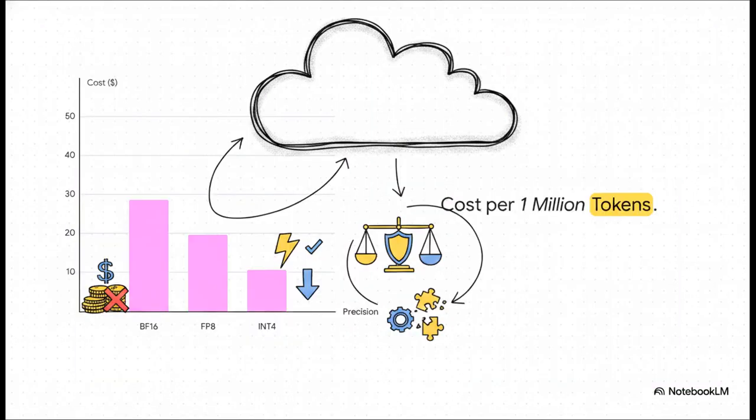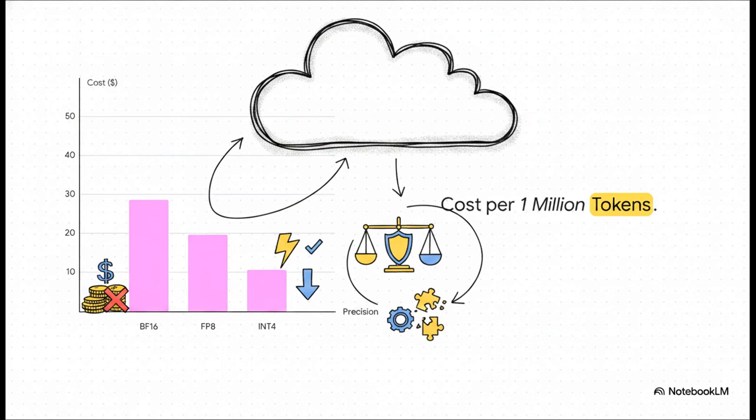And the financial impact of that concurrency, it's huge. On an H100, standard BF16 costs about $28.73 per million tokens. INT4 drops that all the way down to $10.69. Wow, right? But, and this is a big but, the data actually shows that FP8, which sits right in the middle at $19.74, is often the safest sweet spot.